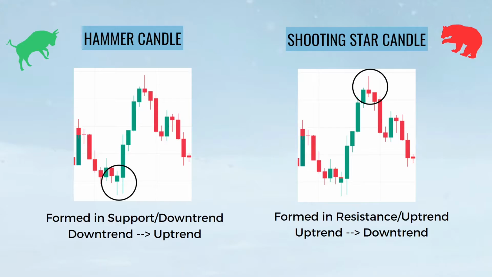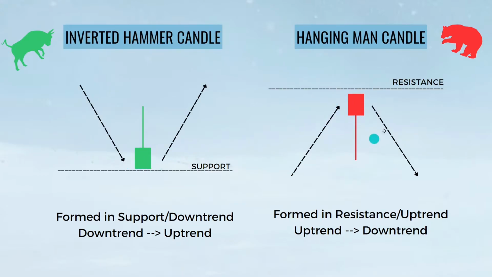Moving on to the next pattern, the inverted hammer and hanging man candle. When the market is in a downtrend and the inverted hammer candle is formed in this support, what could happen is that the market can move to the upper side. So when this inverted hammer candle is formed near the support, it is more effective. The hanging man candle is just opposite to the inverted hammer candle. When the market is in an uptrend and at the resistance zone, this hanging man candle is formed. What happened next? There could be a chance of the market going down. So the inverted hammer candle is the bullish candle, and the hanging man candle is the bearish candle.